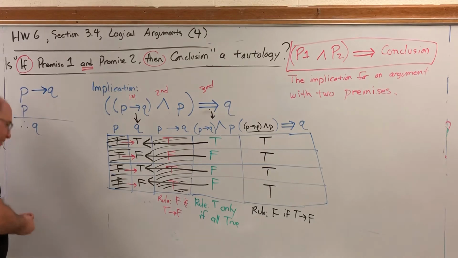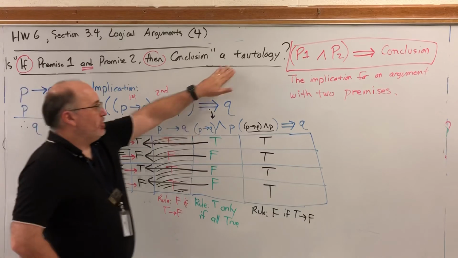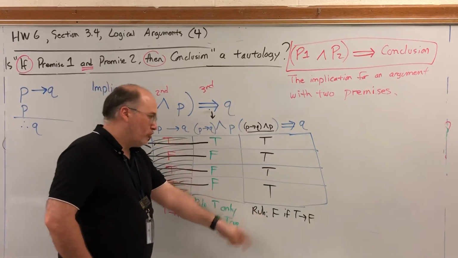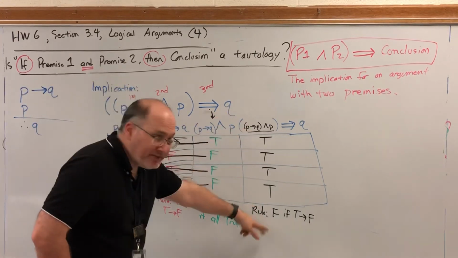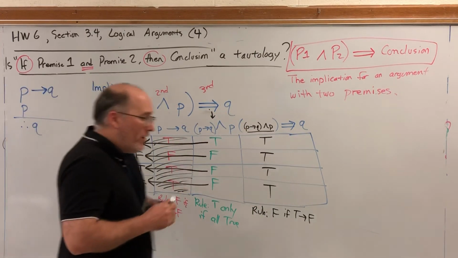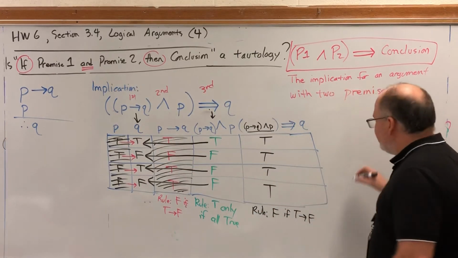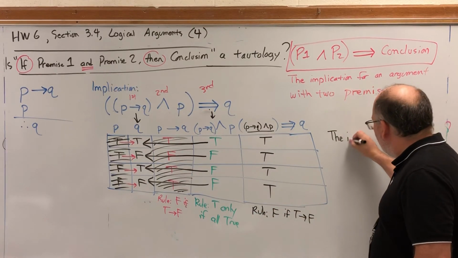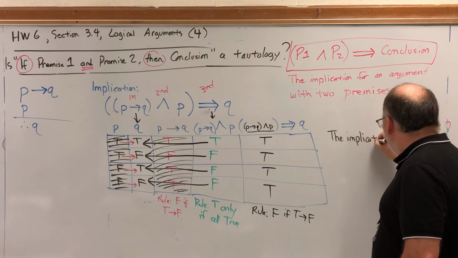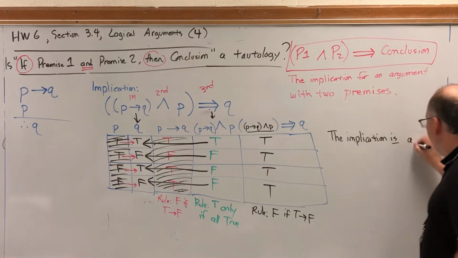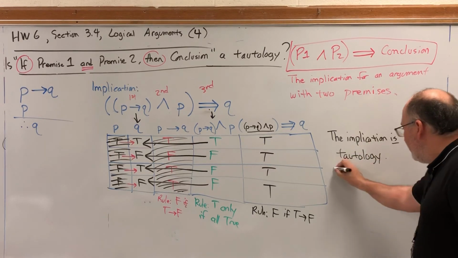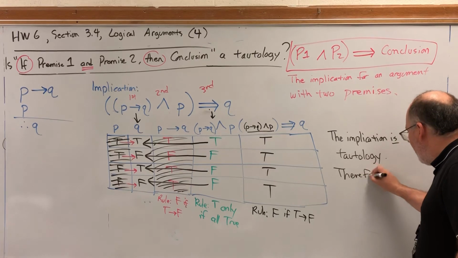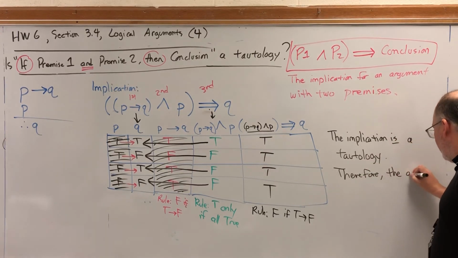The truth table is complete, and now we can answer the question, is it a tautology? Remember, a tautology is a statement that is always true no matter what its simple statements are. In this case, yes, it is a tautology. So the way we can conclude this argument is to say the implication is a tautology. Therefore, the argument is valid.